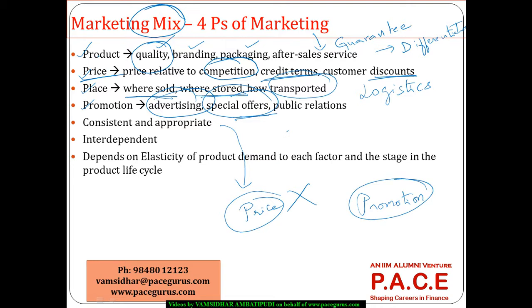And let's try to understand all these four are interdependent, which means an integrated analysis of the same has to be thoroughly performed before trying to come up with some kind of brochure regarding the same. And all these things, what numbers I have to set, what strategy I have to design, it's purely depending on the elasticity of the product demand to each factor and at what stage in the life cycle the product is.